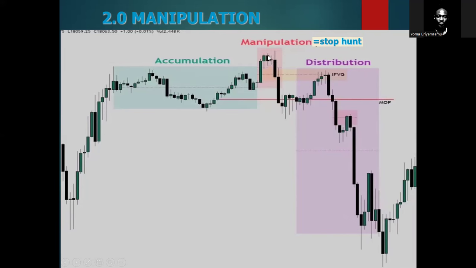You look out for things like a shooting star. This is a shooting star. This is another one. This is a doji giving you an indecision, but followed by a shooting star with a big body and a small wick. So this is more or less engulfing these other candles, and that is actually telling you that this market has completed the stop hunt and will want to come down.